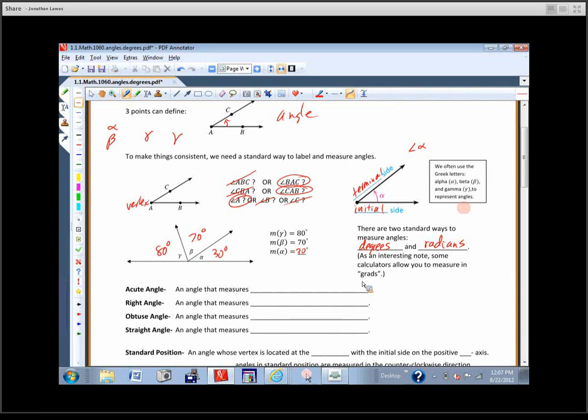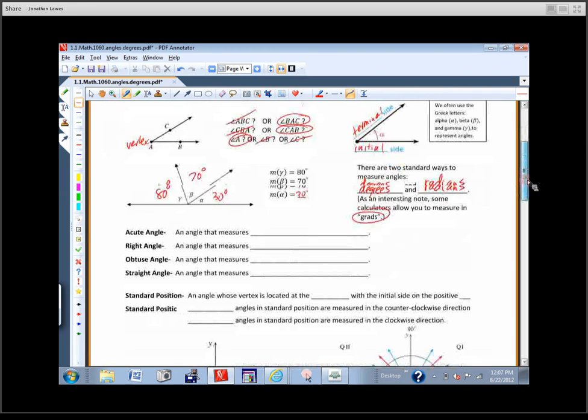There's also something on a calculator called a grad. Okay, and we don't use those. I've never seen anybody use those. I know they use those occasionally over in Europe, and we might talk about those in just a little bit.